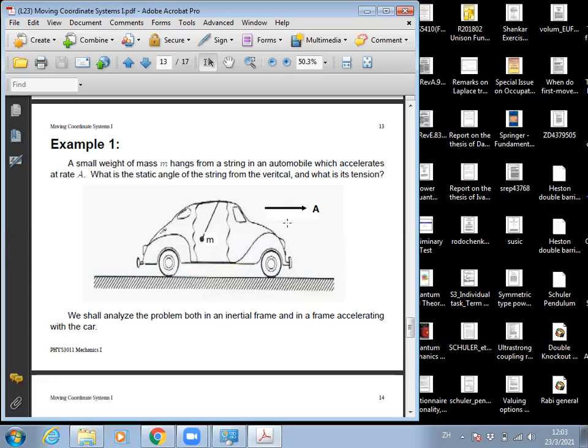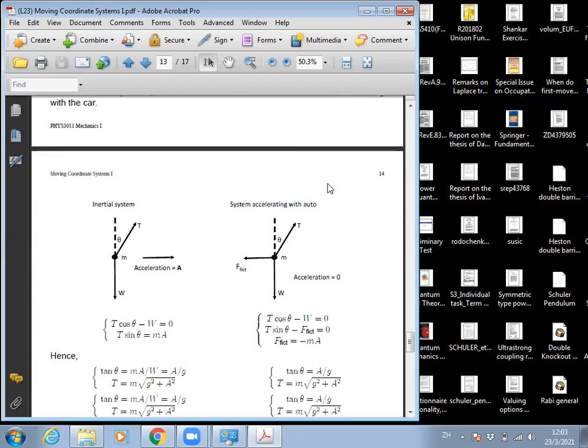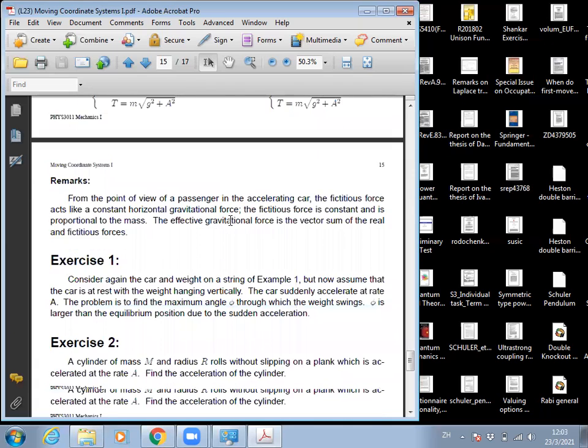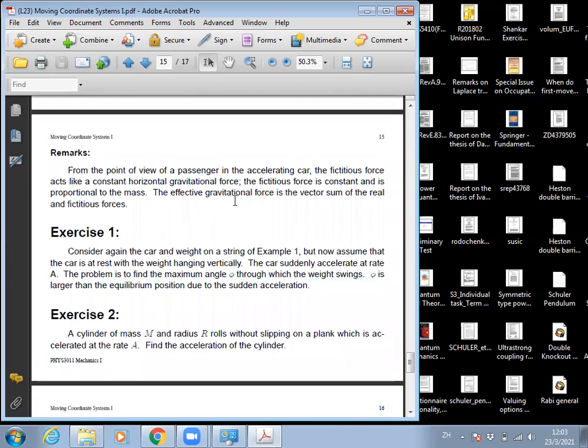Remember that this is a short question in the final exam. All right, now the key point is here. The key point is this remark. Okay, now pretend that inside the car is so dark, except that you can see the mass hanging from the rooftop. Now suddenly the car starts to accelerate with a uniform acceleration.